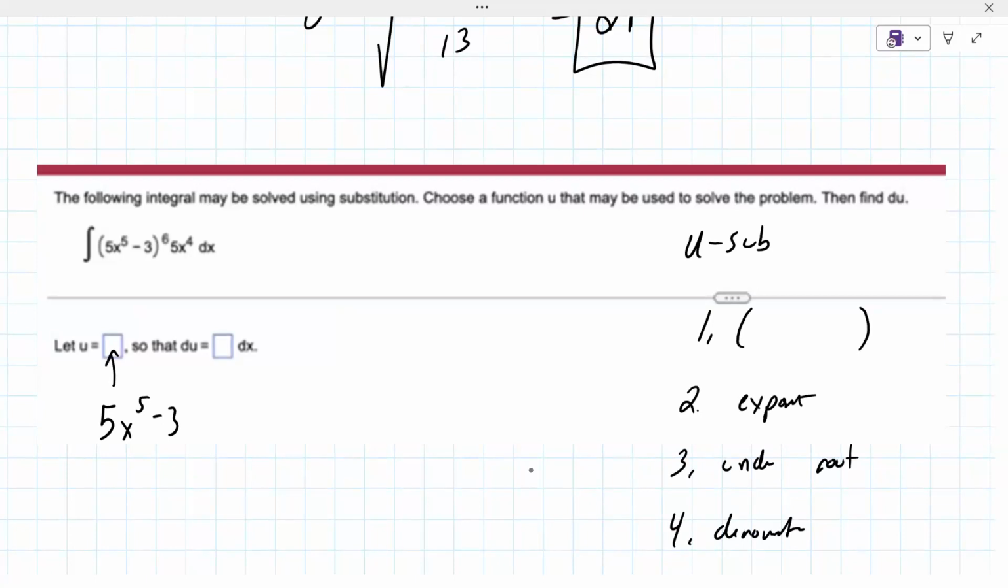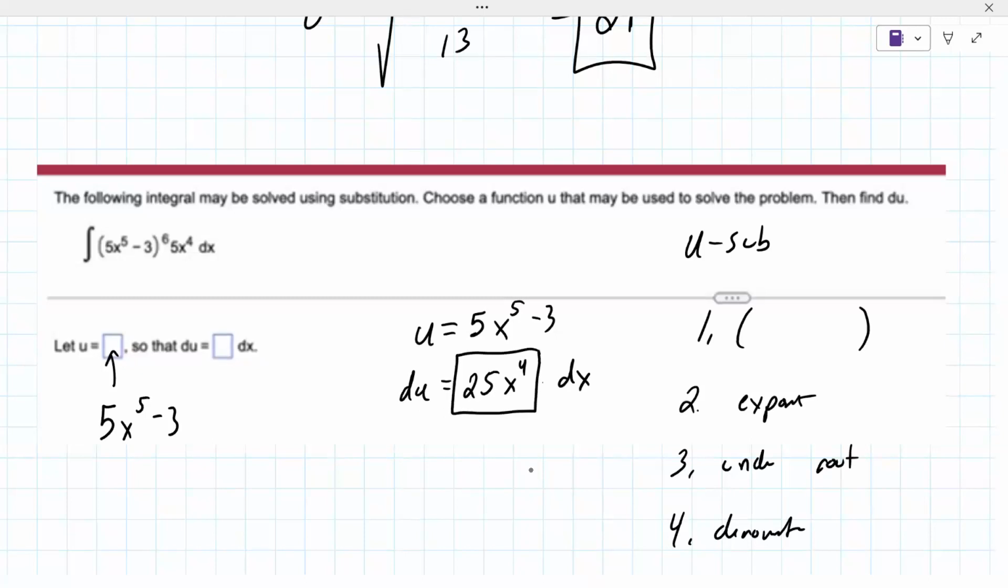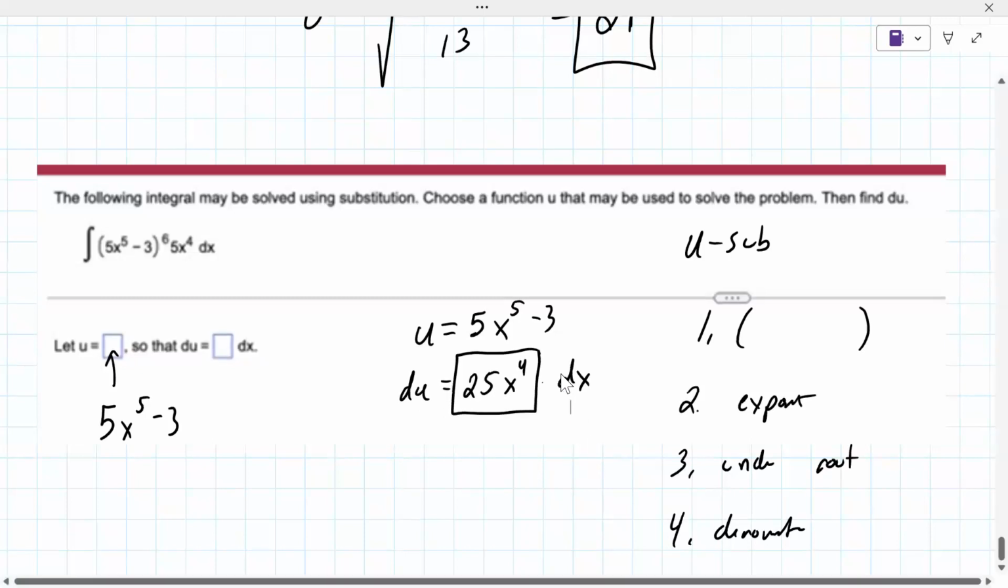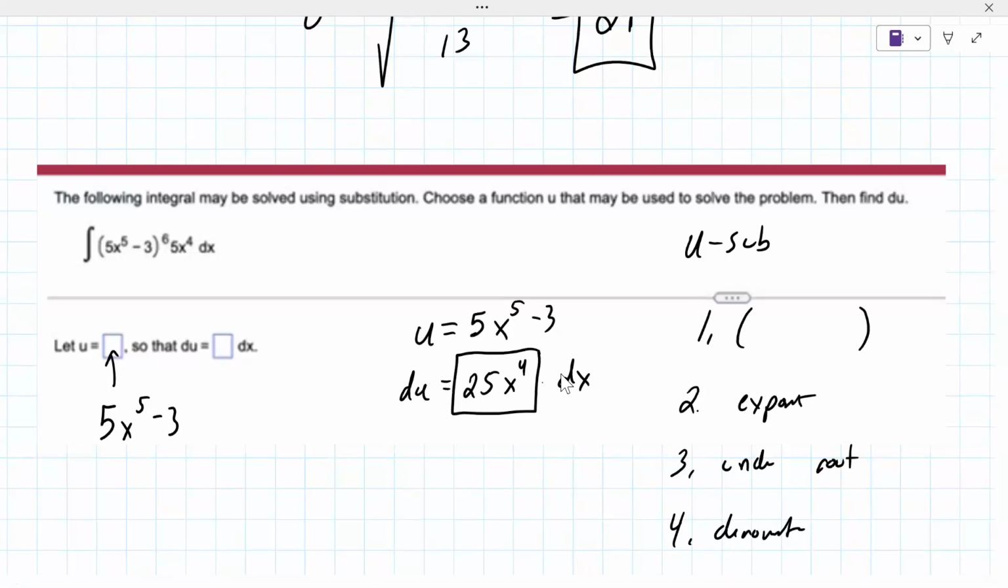And then du, this idea of du, is you're taking the derivative of the u. So that's 25x to the 4th is your du. This is where a lot of students struggle, because it's now going back and forth. It's integrals, it's derivatives, it's antiderivatives. You've got to be really comfortable taking a derivative or going back and forth between them. Okay.